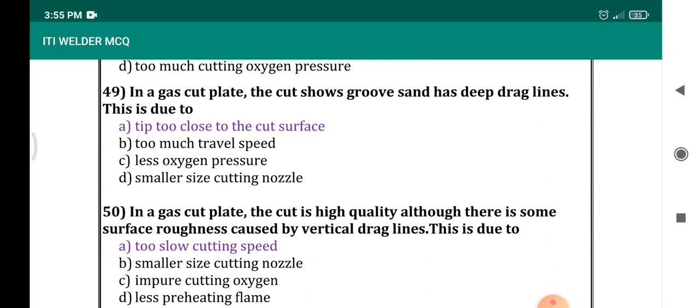In a gas cut plate, the cut shows grooves and has deep drag lines. This is due to the nozzle being too close to the cut surface. If the cutting nozzle is very close to the cut surface, there is a chance of explosion, that is flashback and backfire. Also there will be grooves on the cut surface.